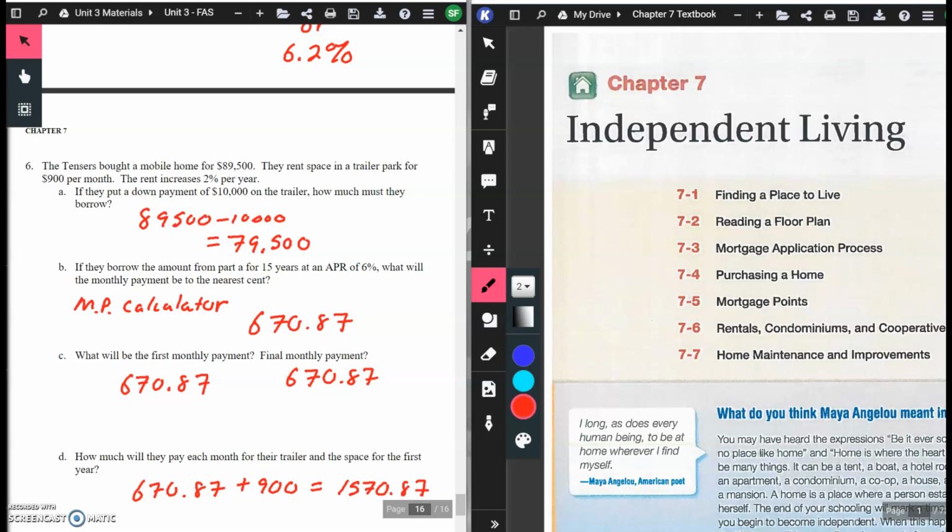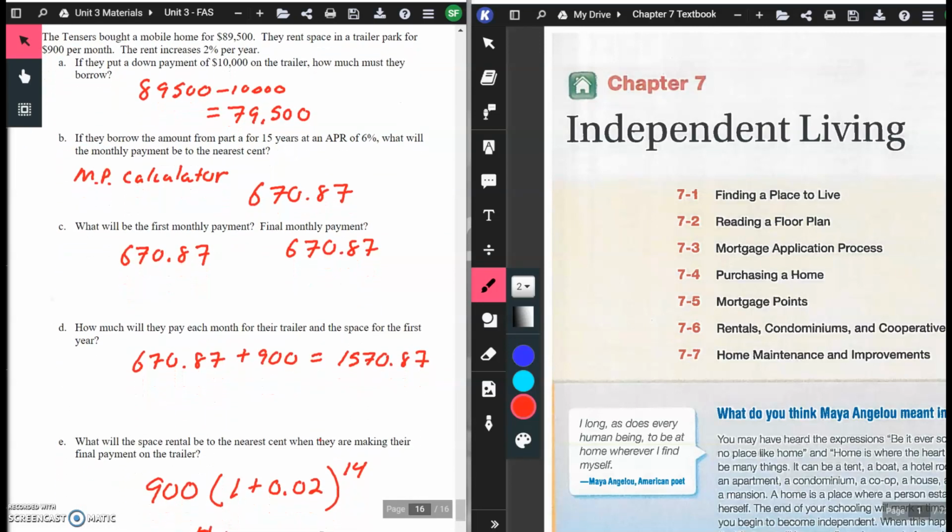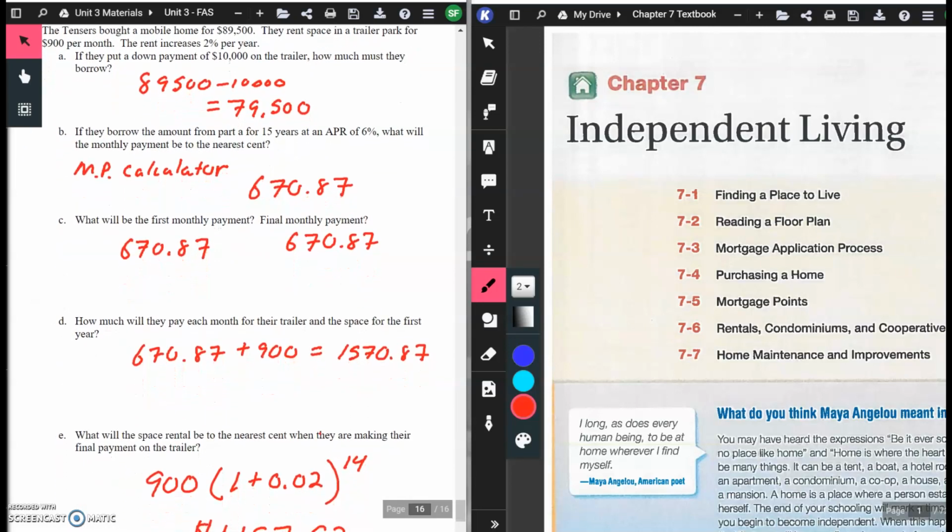Part D, how much will they pay each month for their trailer and the space for the first year? Well, $670.87 is each month. They have to pay the trailer park $900 to rent the space. Add those two together, that's $1,570.87. Okay, that's how much they pay each month.